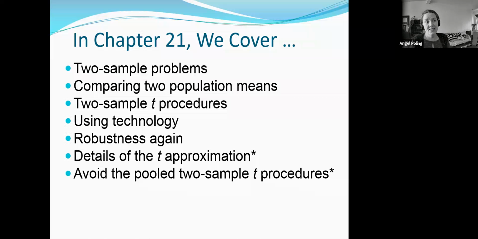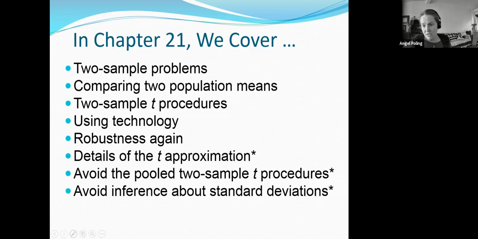So just note to self, if you are using the calculator, the TI-84, then you'll see a question like pooled question mark, and the answer is no. You do not want to pool the two samples together. So that's a warning. And then also avoid inference about standard deviations.